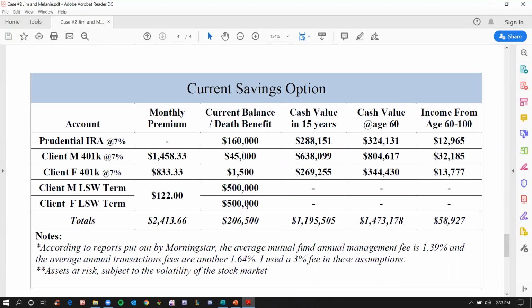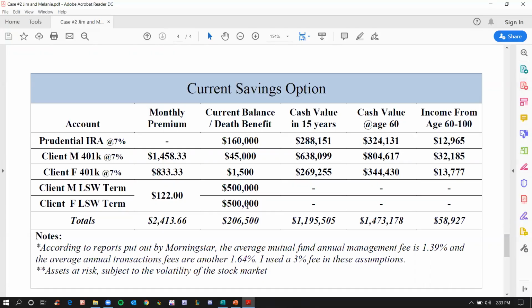All right, you have a Prudential IRA, which is all at market risk, all mutual funds and so forth. You have $160,000 in there. Over the next 15 years, that 160 should almost double and grow to about $288,000. Not bad. By age 60, you'll have about $324,000. And that will generate an income, at 4%, of about $12,965.